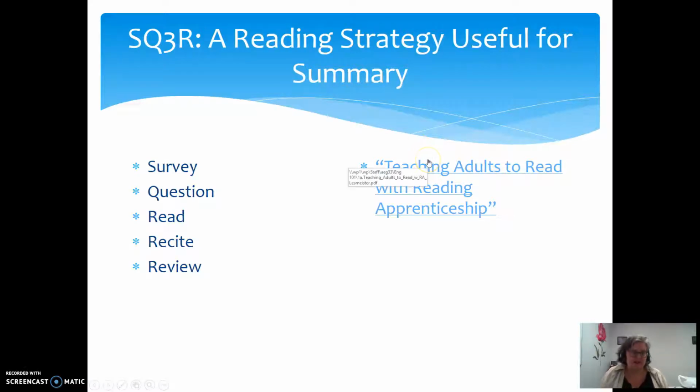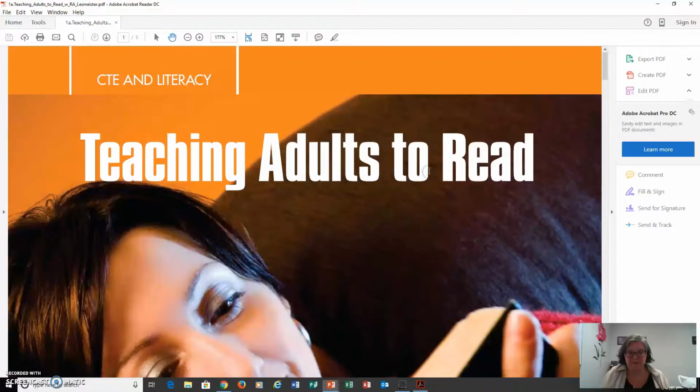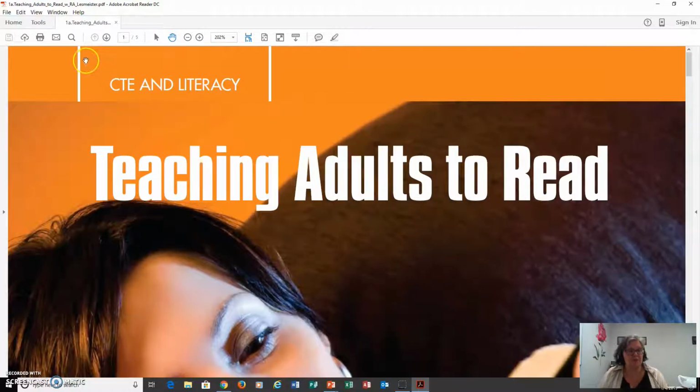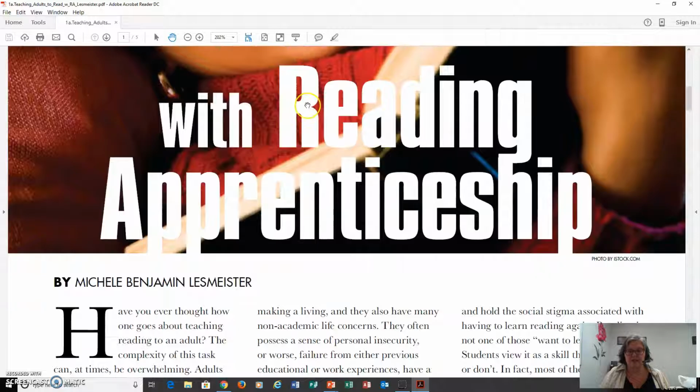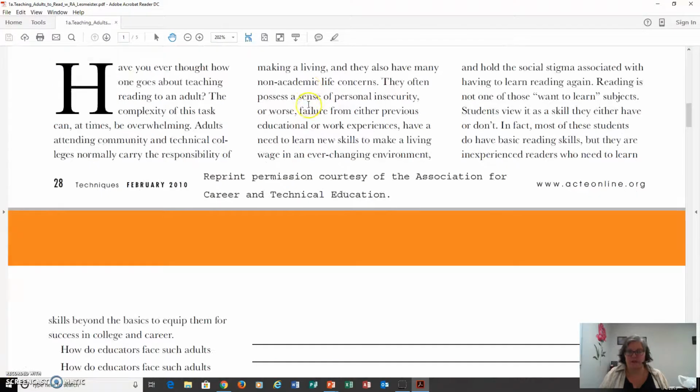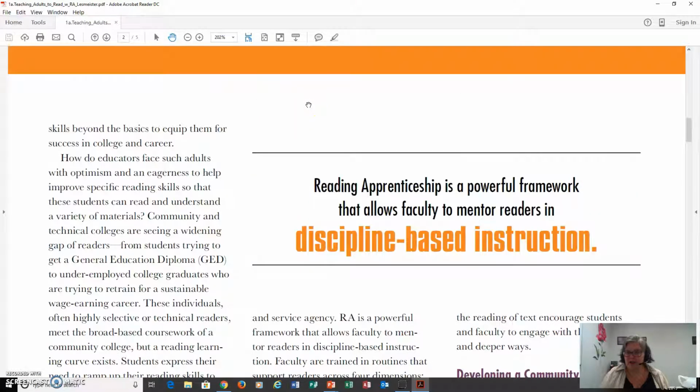All right, so I'm going to open this up. And so here's the article. Okay, so if I'm looking at this, there's 5 pages. This is important. All right, so most of that page is pictures. I have a pull quote here. Reading Apprenticeship is a powerful framework that allows faculty to mentor readers in discipline-based instruction.